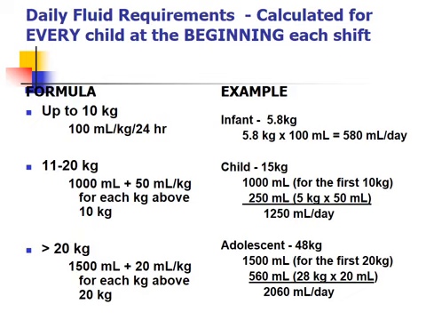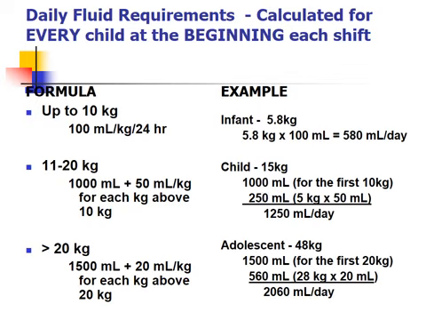This formula shows a daily fluid requirement. It's calculated on every child at the beginning of the shift. This information is also in your book. So the formula is: up to 10 kilograms, the infant would receive 100 mLs per kg per 24 hours.